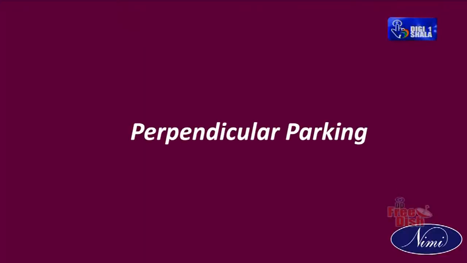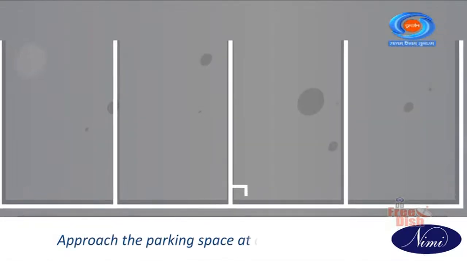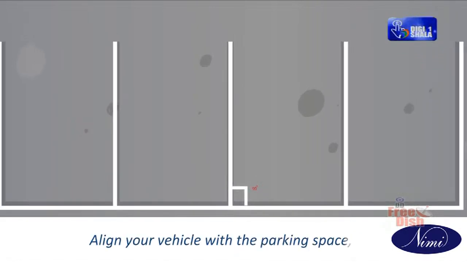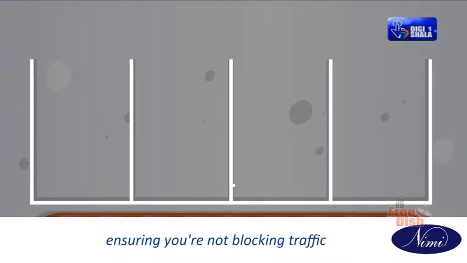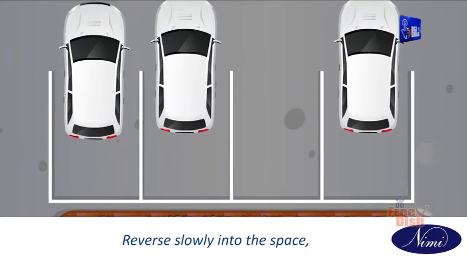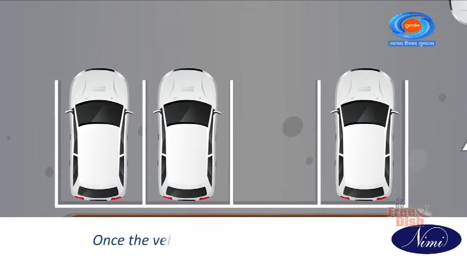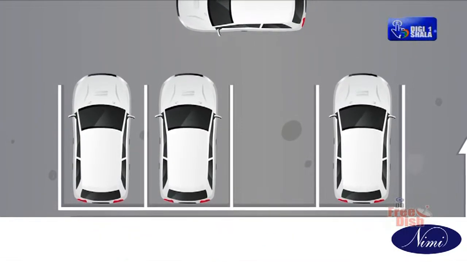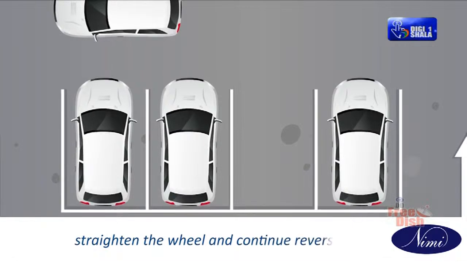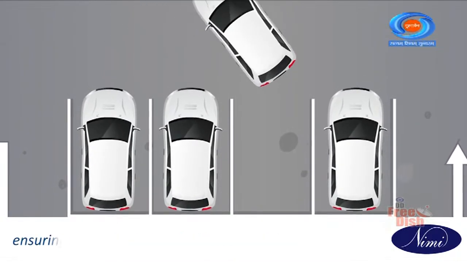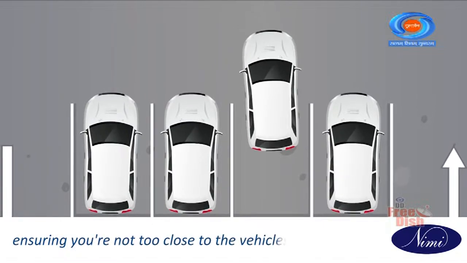Perpendicular parking. Approach the parking space at a 90-degree angle. Align your vehicle with the parking space, ensuring you are not blocking traffic. Reverse slowly into the space, turning the wheel to guide the vehicle. Once the vehicle is centered in the space, straighten the wheel and continue reversing. Adjust position as needed, ensuring you are not too close to the vehicles on either side.